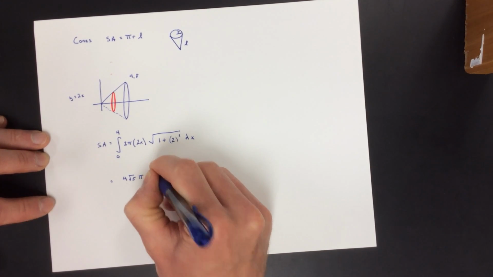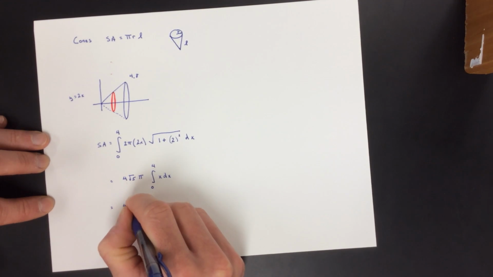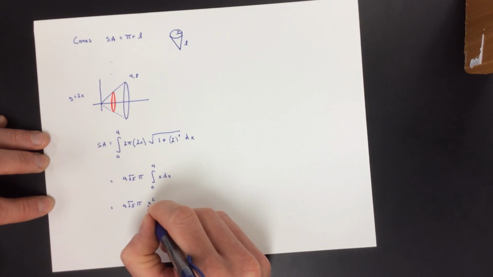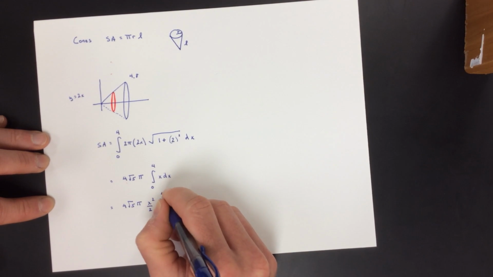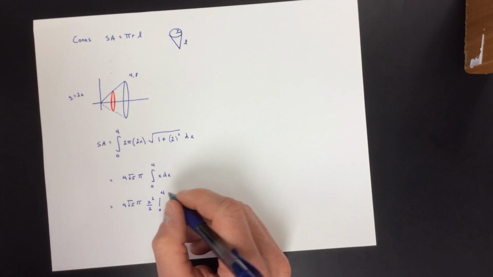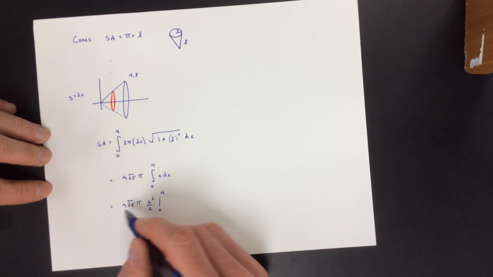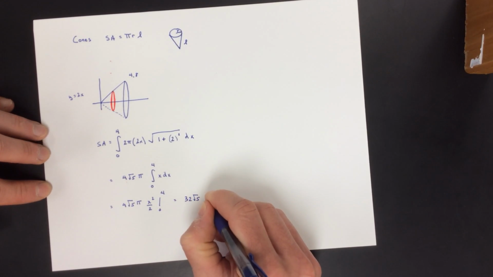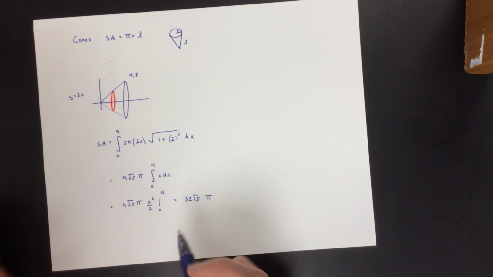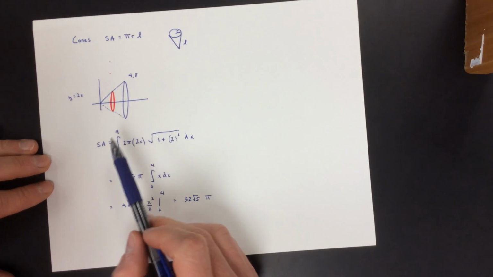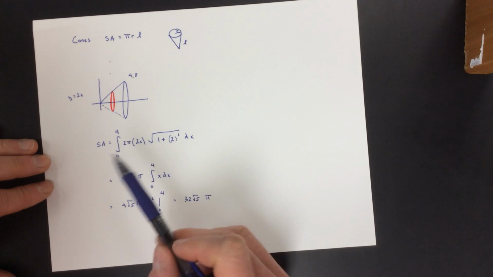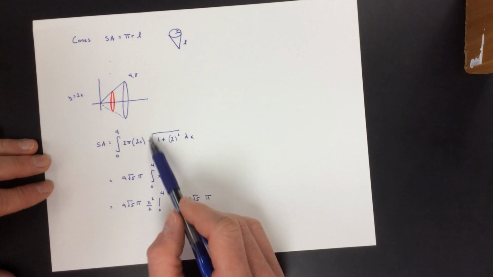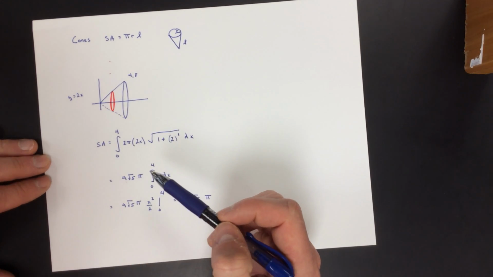You can certainly do that by hand. So this is 4 radical 5 pi, and then this is going to be x squared over 2 evaluated from 0 to 4. So then that's 16 over 2, which is 8, 8 times 4, so this is 32 radical 5 pi. That's what I claim the surface area is by doing the calculus, and the calculus says that I'm going to sum up all of these rings. Each ring is its circumference times the length of each ring, and again the length of each ring is the arc length of that particular curve.